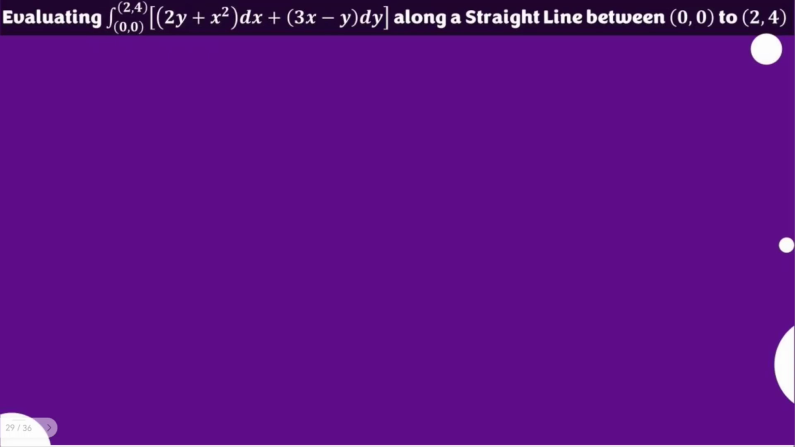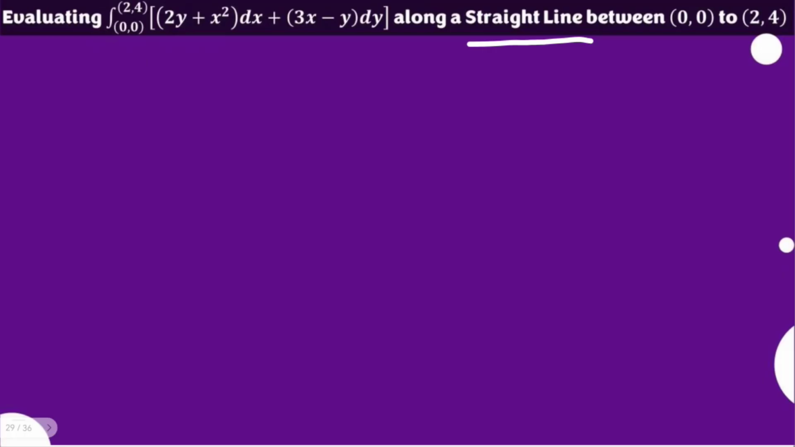For this video, we are to evaluate the given function along the interval from (0,0) to (2,4) along a straight line between them. This is in connection with the real line integral, but using the specific parameterization for the path, which is a straight line.